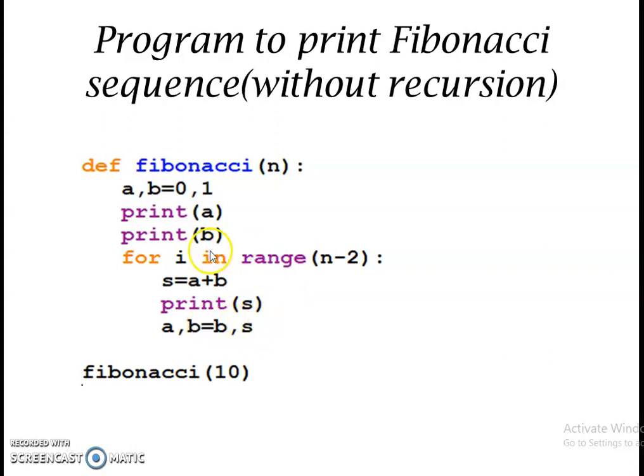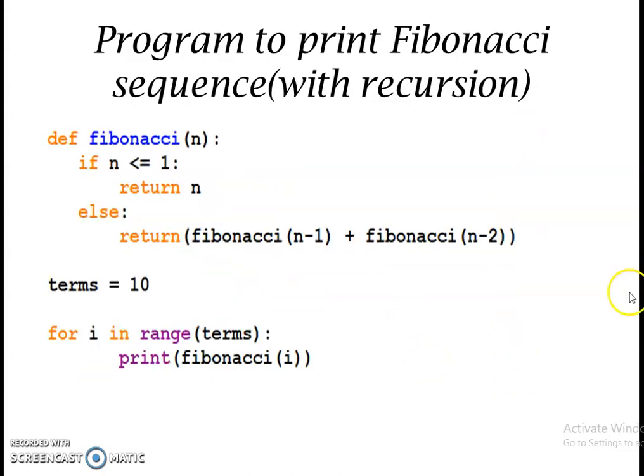So in next iteration, again it will print A and B with new value, and it will print value of S. Again it will assign A and B with B and S, right? So outside this function definition, we are invoking Fibonacci with value 10. So it will generate 10 terms of Fibonacci sequence. When we run this code, output will be, it will print 10 terms of Fibonacci sequence, right? Hope this program is clear.